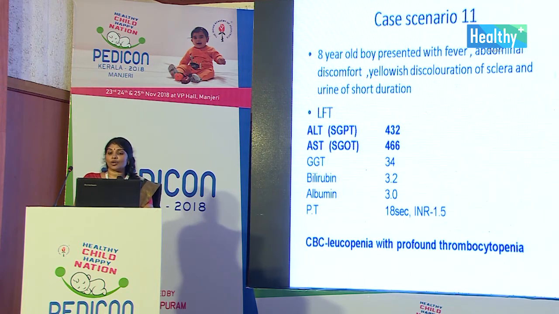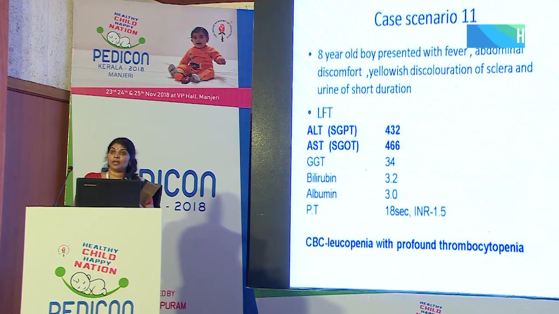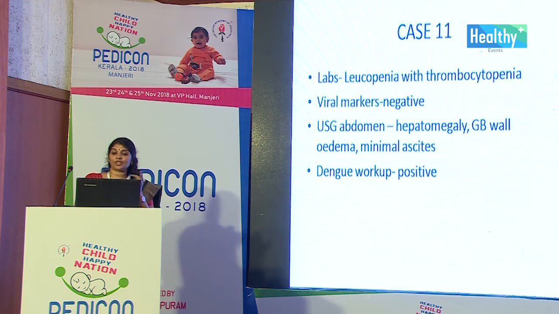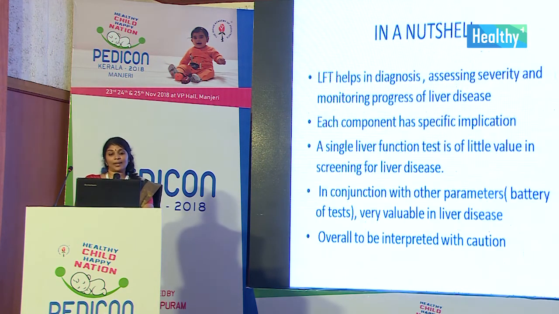The last is an 8-year-old boy who presented with fever, abdominal discomfort, and jaundice, moderately elevated enzymes, prothrombin time normal, bilirubin slightly elevated, and there's a background of fever, and there was leukopenia with profound thrombocytopenia. So this could be again a viral hepatitis, other infective causes, metabolic, and CBD obstruction very low on the cards. So here the labs had shown leukopenia with thrombocytopenia. USG was showing findings of serositis, hepatomegaly, GB wall edema, and minimal ascites, and the dengue workup was positive. So this was a dengue fever with a hepatic involvement.